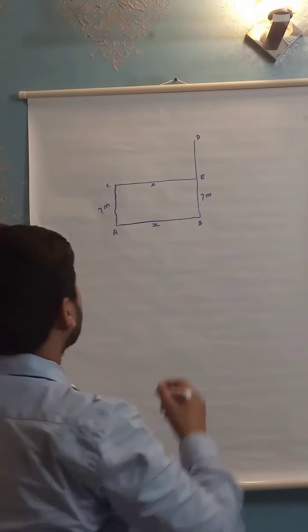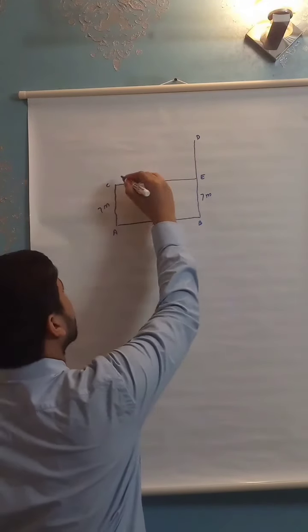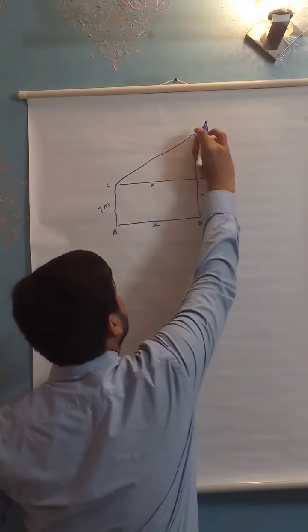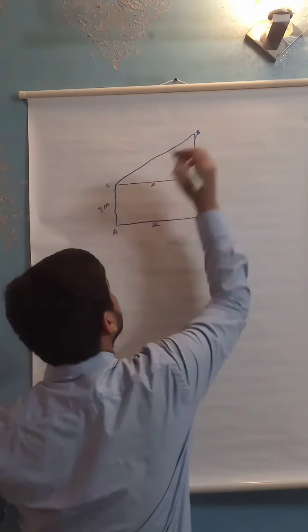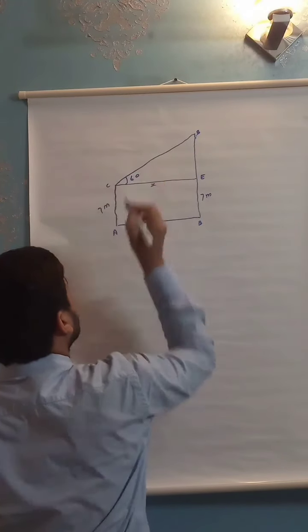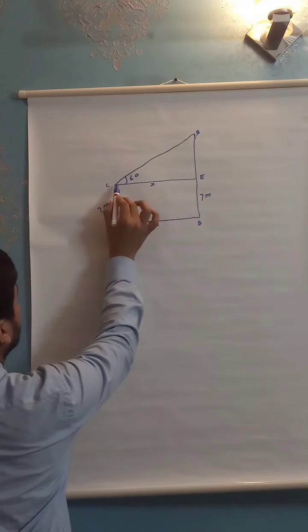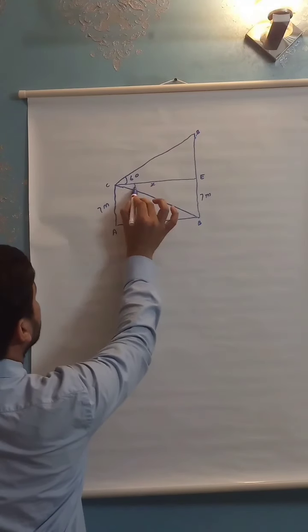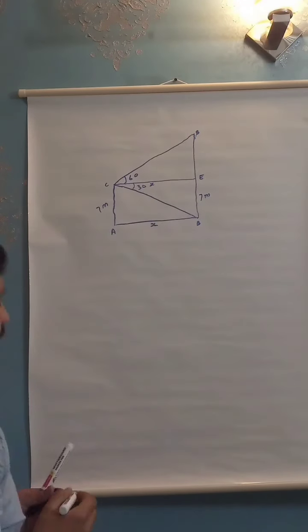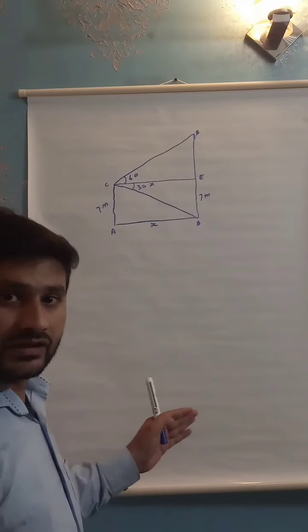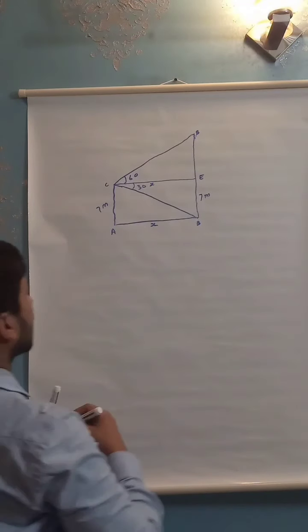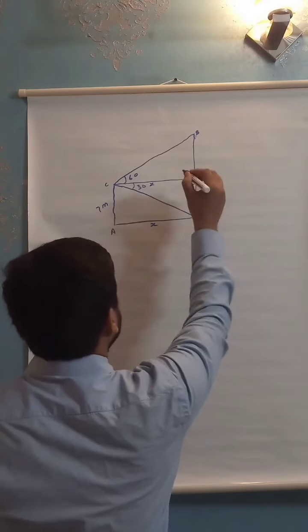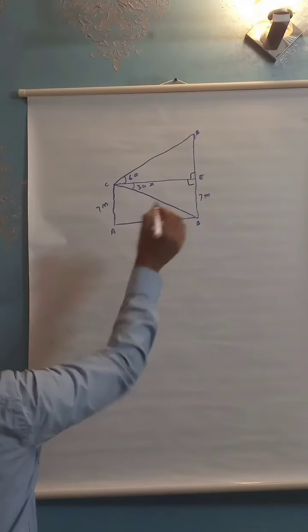Also it is given that the angle of elevation of the tower is 60 degrees, and the angle of depression of the foot of the tower is 30 degrees. Here we can see two right angle triangles, CEB and BCE.